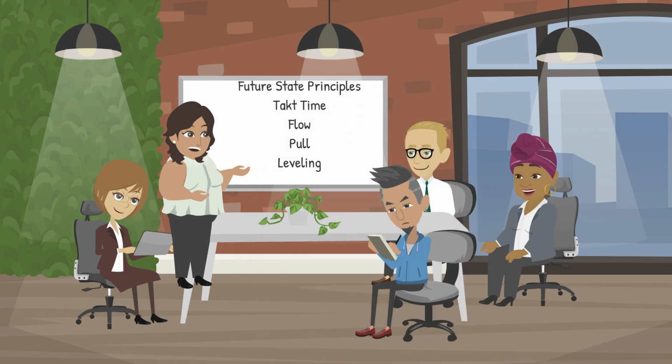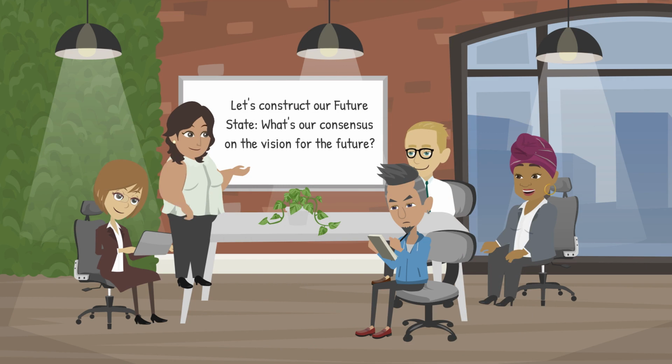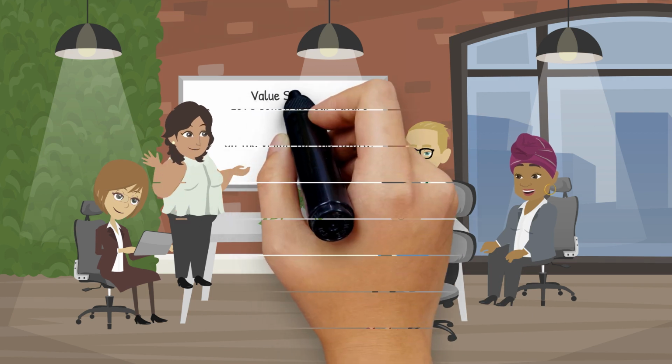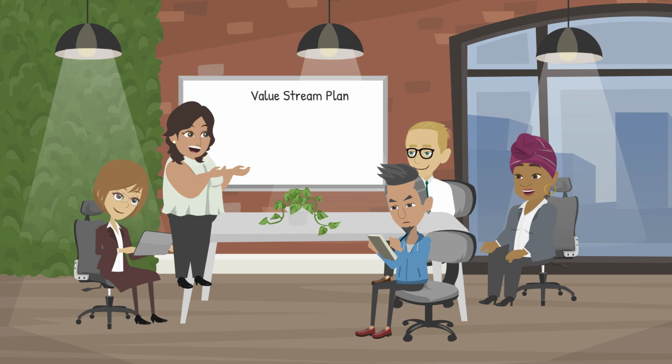5. Teach the team key lean future state principles, and then have the team brainstorm the application of these principles to the value stream. 6. Construct the future state map. And finally, 7. Develop a value stream plan, which includes all of the targeted improvements to reach the future state. These targeted initiatives may become Kaizen events, projects, or targets for daily Kaizen.